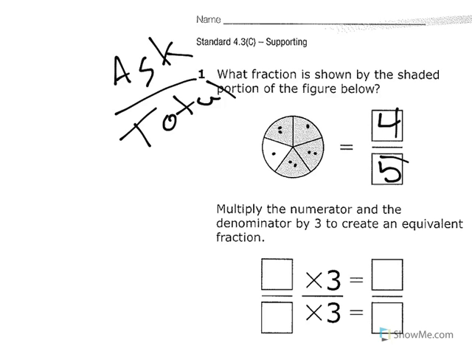Second part of the question says, multiply the numerator and the denominator by 3 to create an equivalent fraction. So our fraction was 4/5. If we multiply the numerator by 3, that's 12. And if we multiply the denominator by 3, that'd be 15. So 4/5 is equivalent to 12/15.